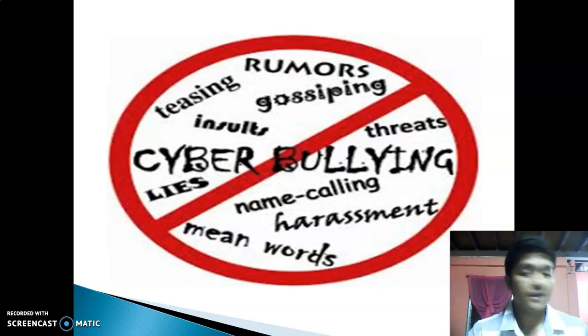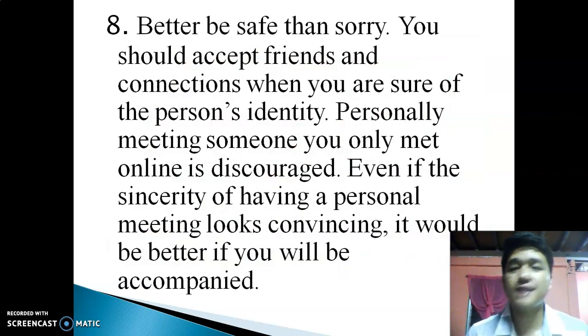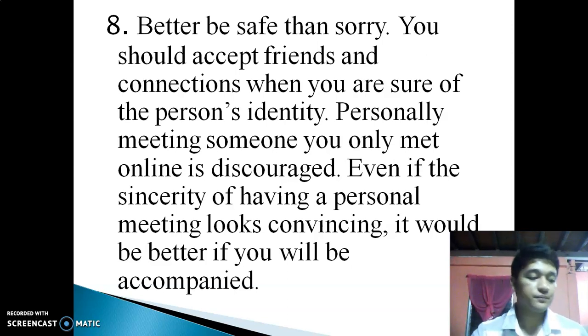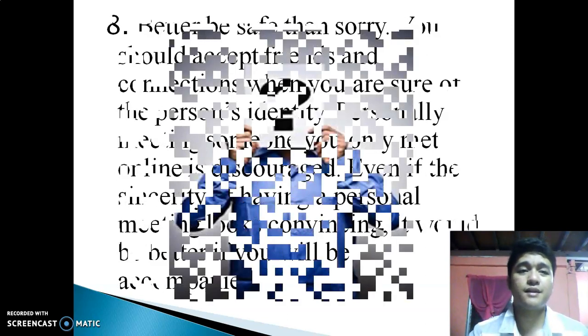So the next one is better be safe than sorry. You should accept friends and connections when you are sure of the person's identity. Personally meeting someone you only met online is discouraged, even if the sincerity of having a personal meeting looks convincing. It would be better if you will be accompanied. So what do you mean by that?